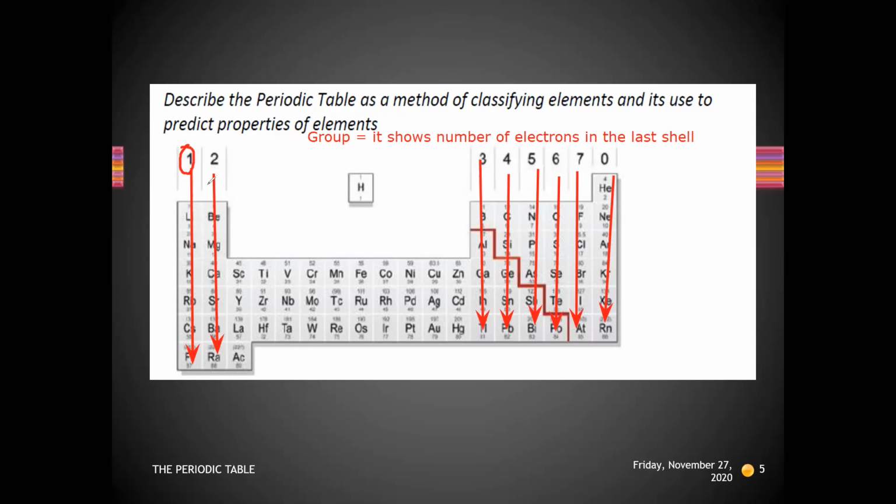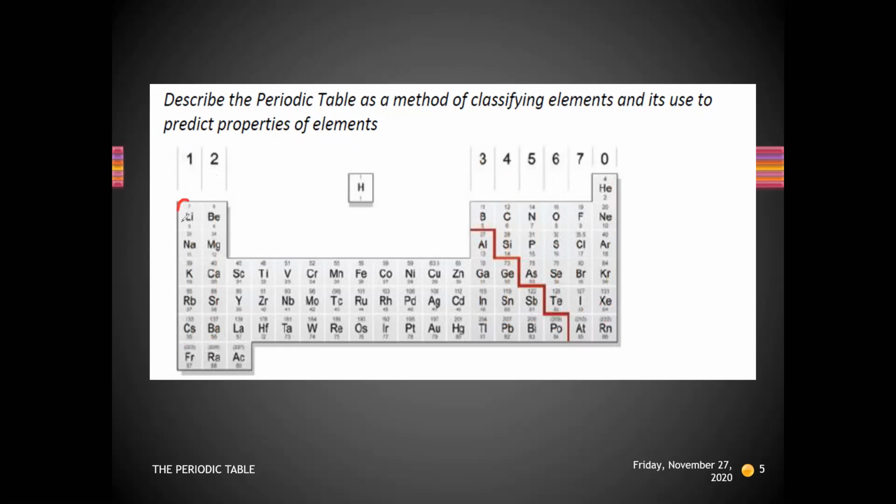So what is the meaning of this group 1? It means whenever I draw the last shell for these elements, how many electrons will be there in the outermost shell? They all have 1 electron in the outermost shell. Same thing, this is group 2. How many electrons will be there in the last shell? Whenever I draw the last shell for these elements, it will always have 2 electrons in the last shell.